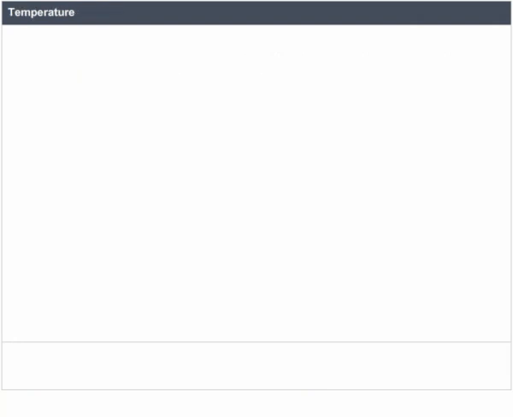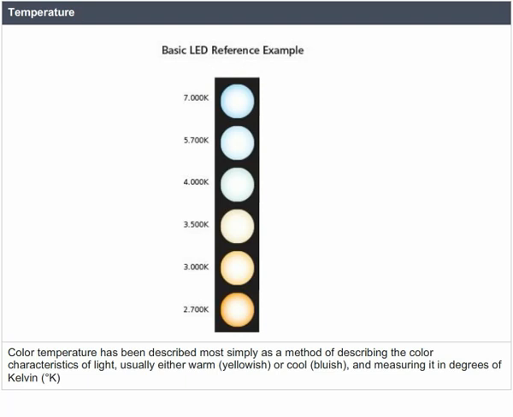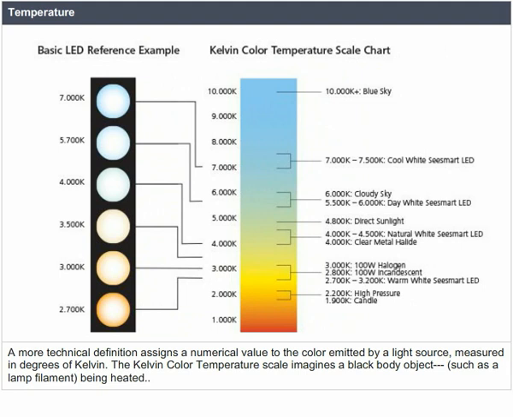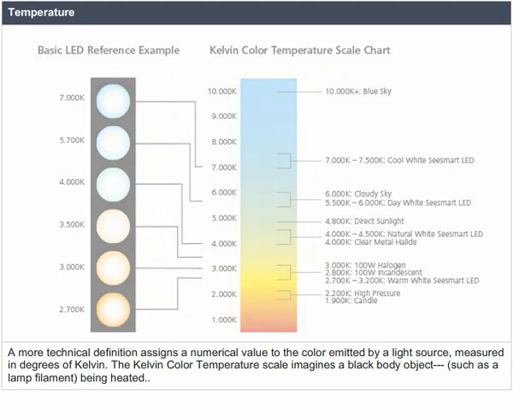Temperature. Color temperature has been described most simply as a method of describing the color characteristics of light, usually either warm, yellowish, or cool, bluish, and measuring it in degrees of Kelvin, degree K. A more technical definition assigns a numerical value to the color emitted by a light source measured in degrees of Kelvin. The Kelvin color temperature scale imagines a black body object, such as a lamp filament, being heated.